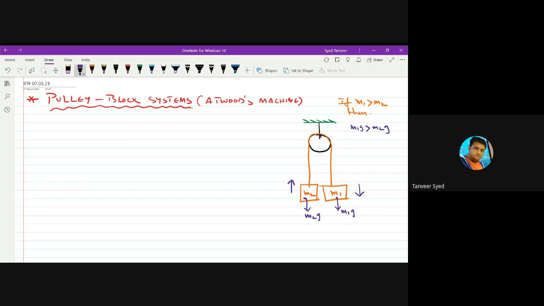Okay. Now, how does m1 come down? What will be its motion, uniform or non-uniform? What will be the motion of m2, uniform or non-uniform? We have to study all these things. Uniform, sir.